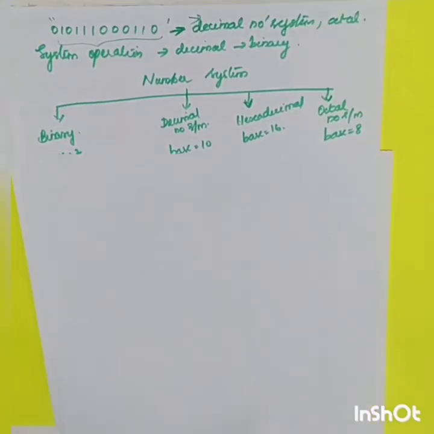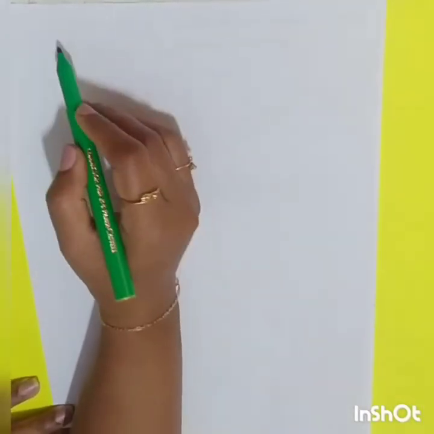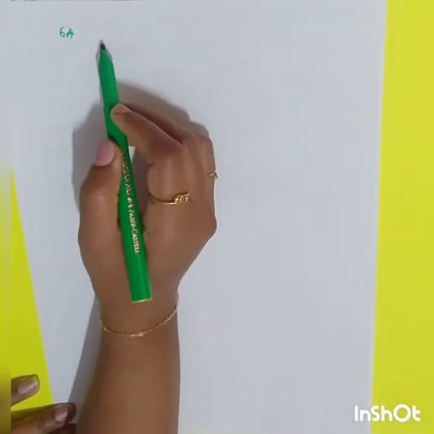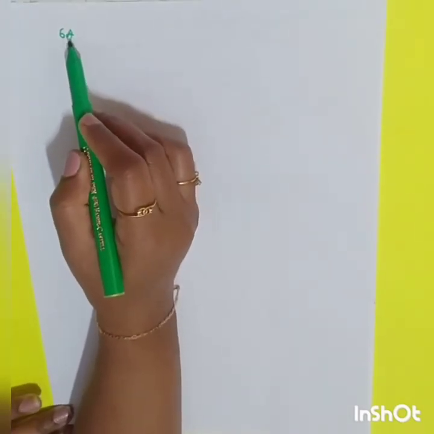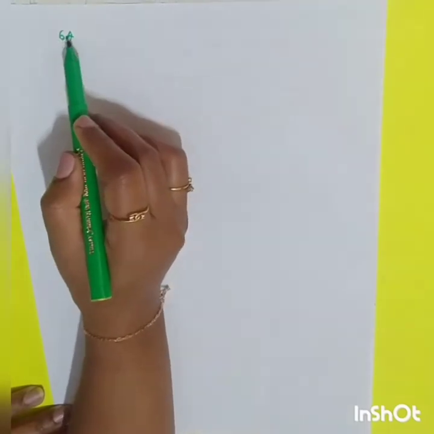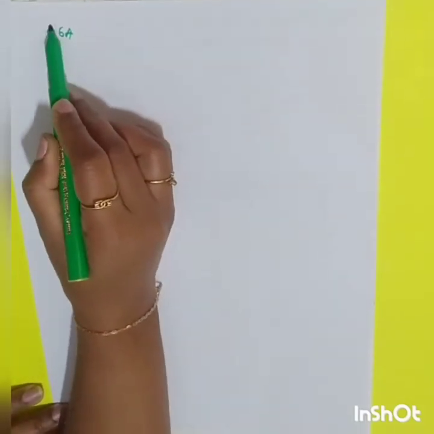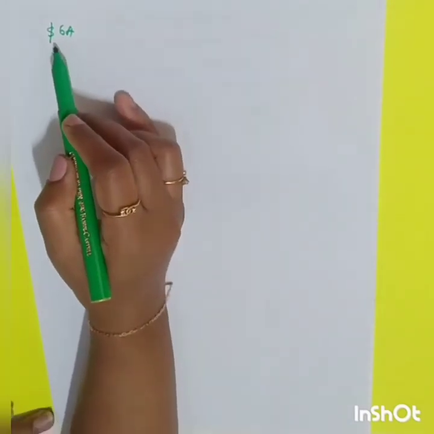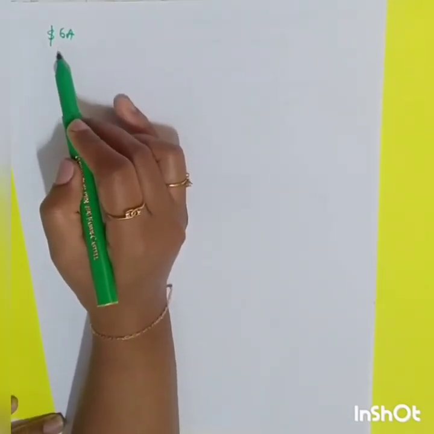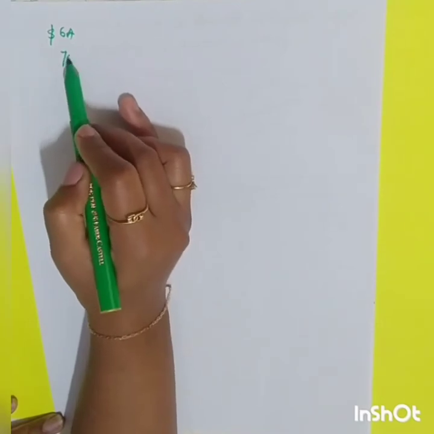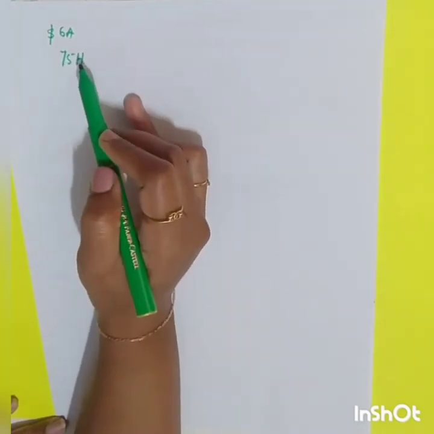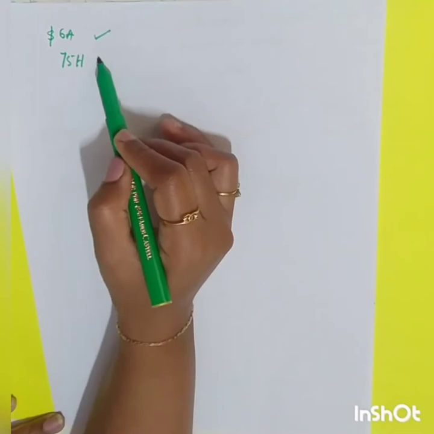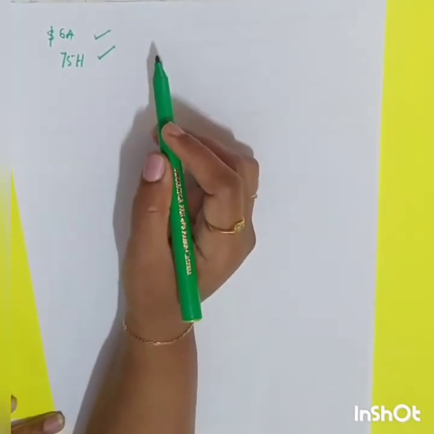Okay. So in order to differentiate decimal and hexadecimal number, for example, if 64 is the number, how will you differentiate whether it's a decimal or hexadecimal number? If it's a hexadecimal number, you add a dollar symbol to the beginning of the number, or you can add capital H to the end of the number, for example, 75H. So this will indicate that it is a hexadecimal number.